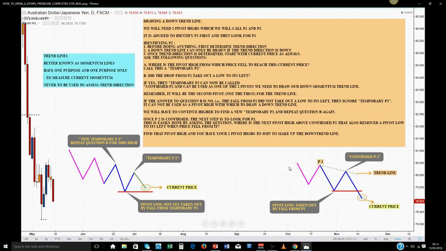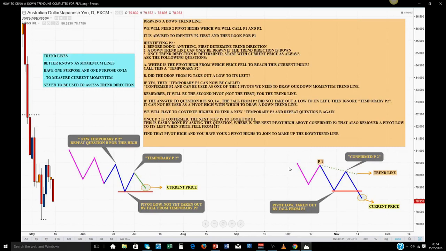That price fell from to get to where we are now. Once you identify that high, let's label it temporary P2. I've said we'll call the pivot highs P1 and P2, as you can see. So let's label that first high temporary P2.